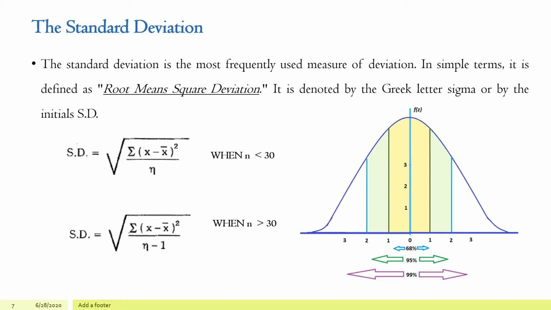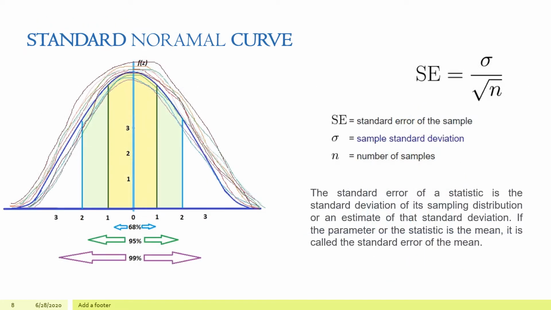If the standard deviation is +2 to -2, that is, here to here, then about 95% of the data will be in this area. When the standard deviation is -3 to +3, then most of the data, about 99%, will be covered. So in most of our studies, we will keep a 95% confidence interval. That means the data will be within +2 to -2, that is 95%. This is the standard normal curve.